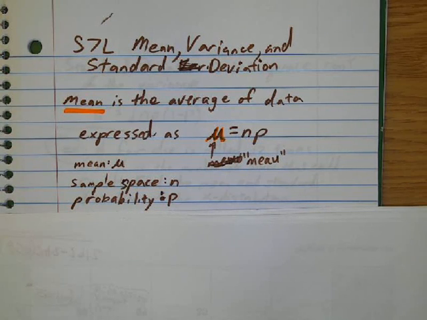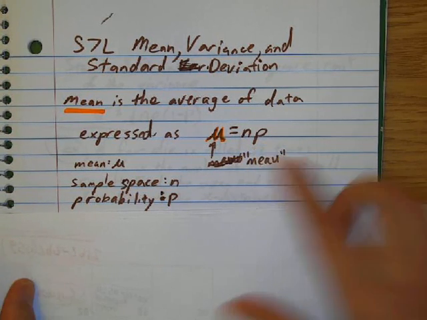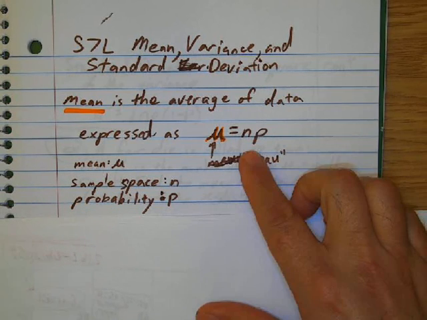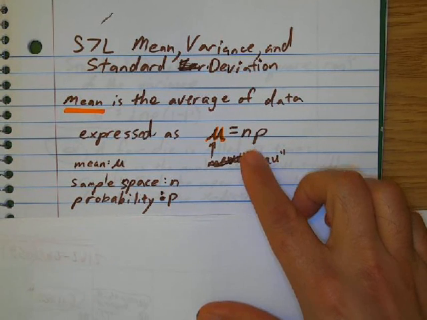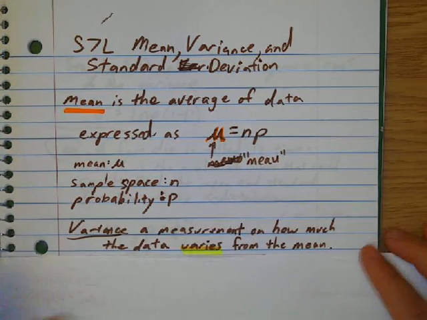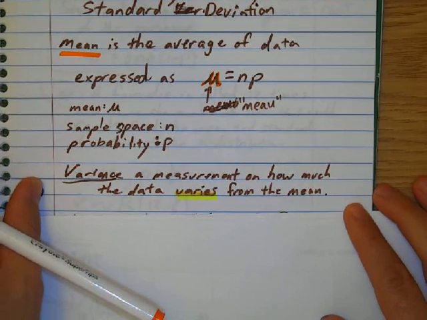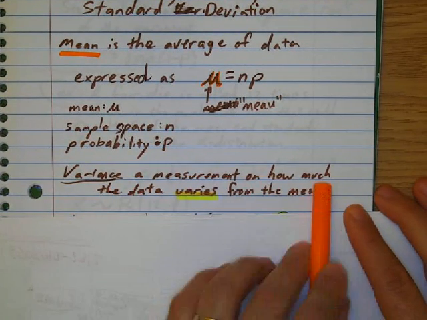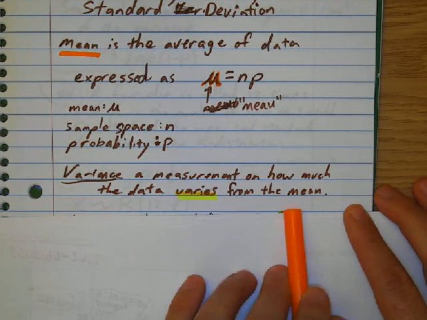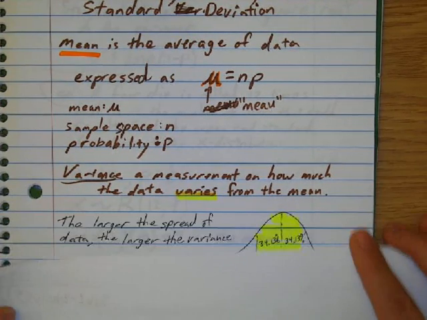And you can calculate the mean by having the sample space number times probability, okay? So sample space is the number of times you're going to do something, and it's the probability. So now variance is a measurement of how far the data varies from the mean. So just hold that thought and just think about this.